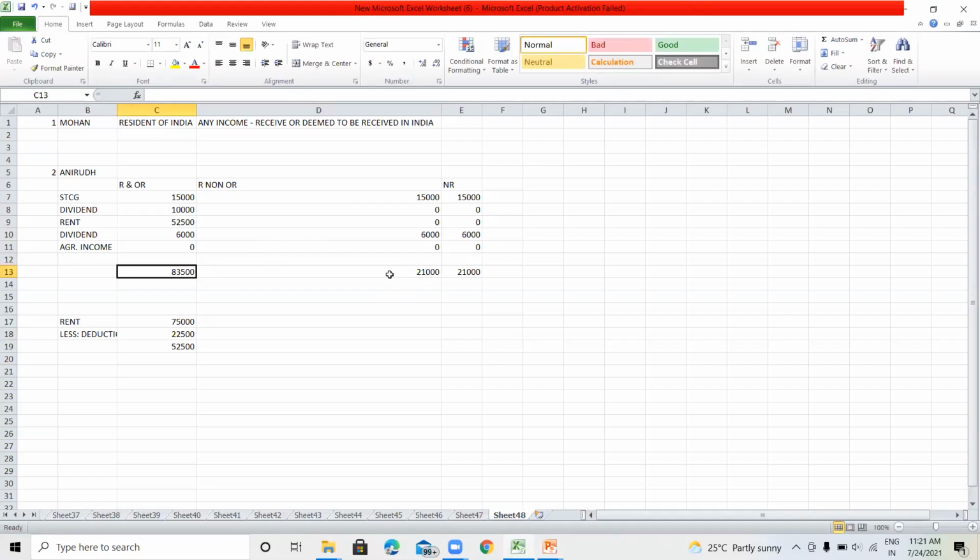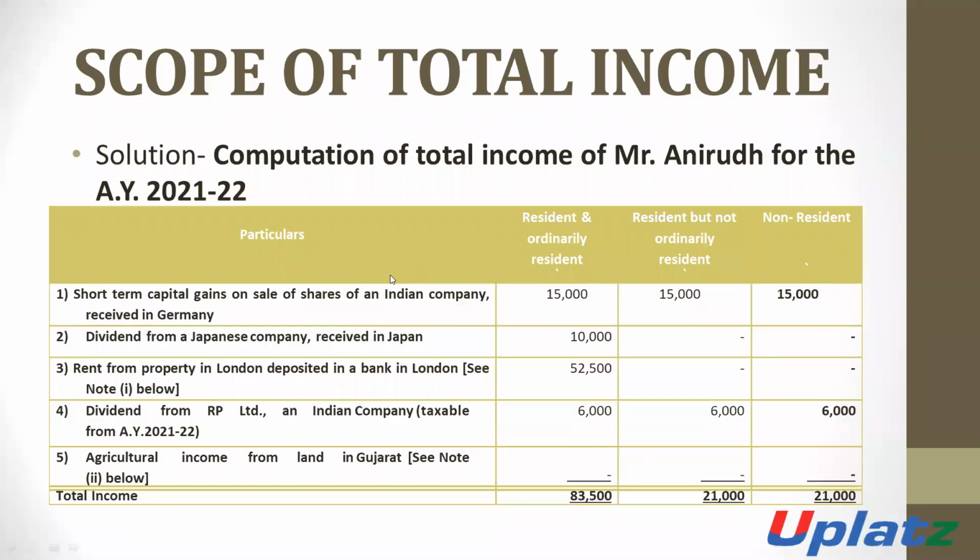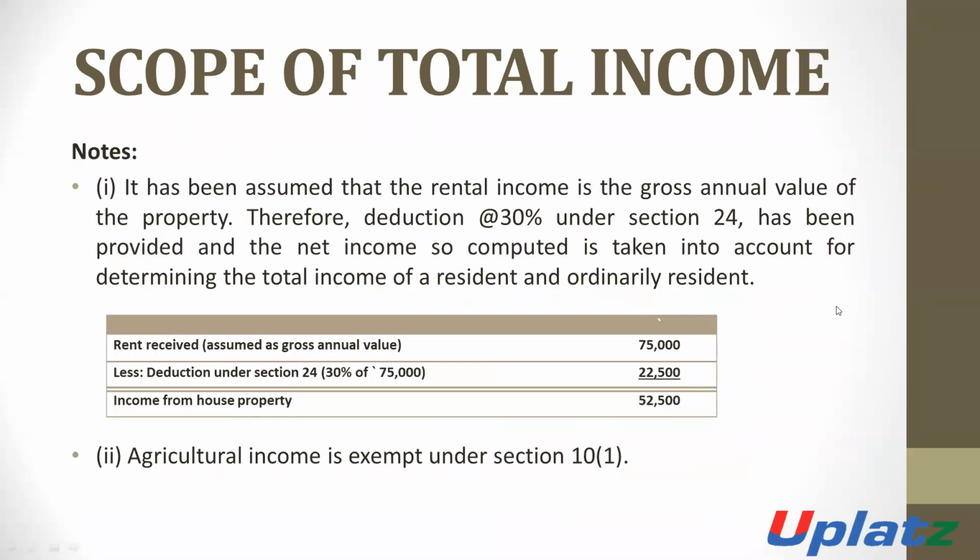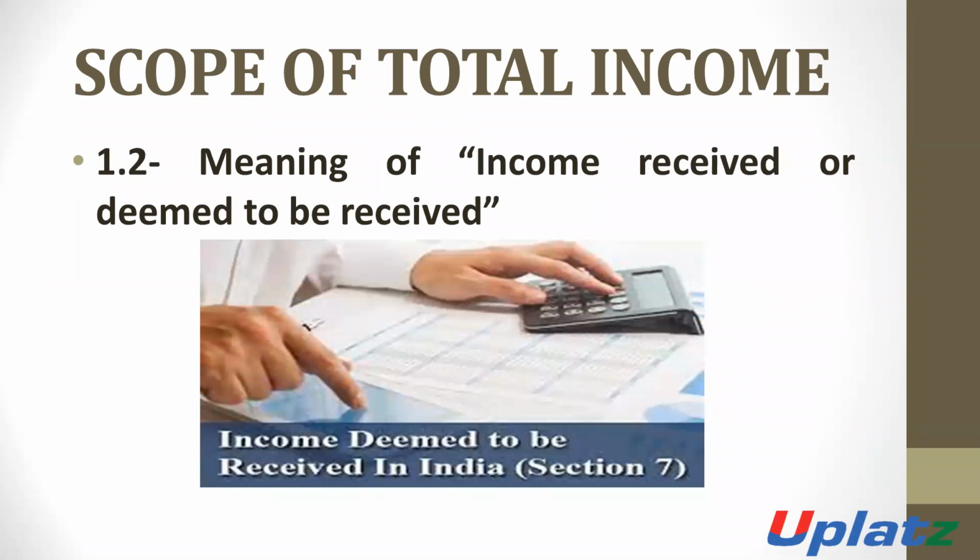21,000, 24,000. This is the total amount which will be taxable in the hands of Anirudh if he is a resident and ordinary resident of India, and resident but not ordinary resident of India, and in the case of not resident. So it has been assumed that the rental income is the gross income, and we will provide the reduction under section 24(a), 30% standard deduction. Agriculture income is totally exempted from tax under section 10(1).